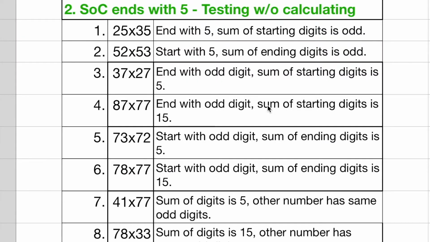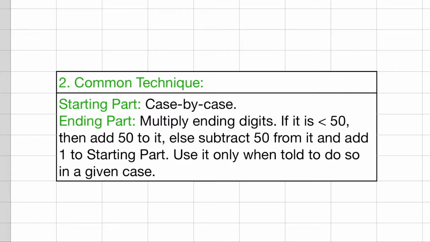Here is the list of 8 special situations that I talked about in my previous video. So first let's talk about the common technique. Here to calculate the ending part, multiply ending digits. If it is less than 50, then we will add 50 to it, else we will subtract 50 from it and add 1 to the starting part. You should do it only when the specific technique tells you to do it.